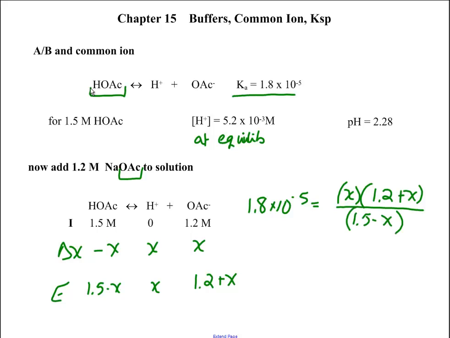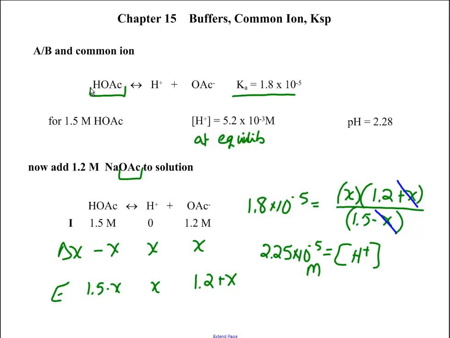With the X's in the numerator and the denominator, we have to figure out, can we cancel them or not? Our exponent in the K value is to the negative 5, so I can cancel out the X in the denominator. I can cancel out the X added to 1.2 molar, and so now I can solve my equilibrium, and I get a concentration of hydrogen ions equal to 2.25 times 10 to the negative 5.